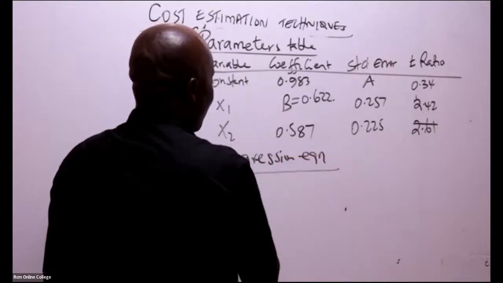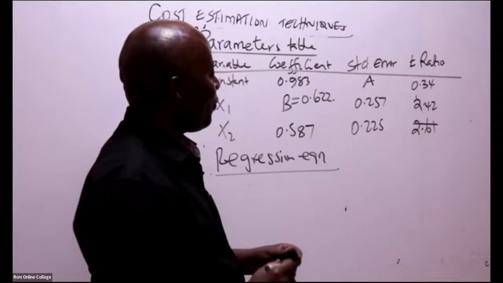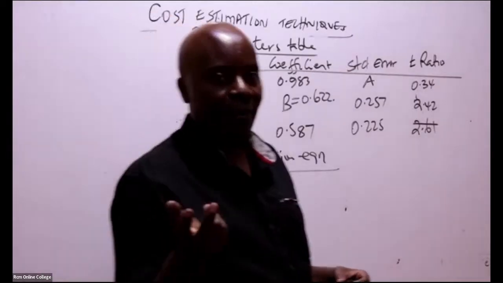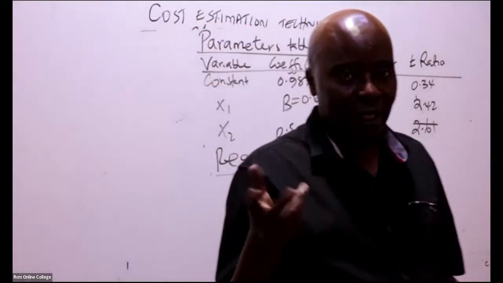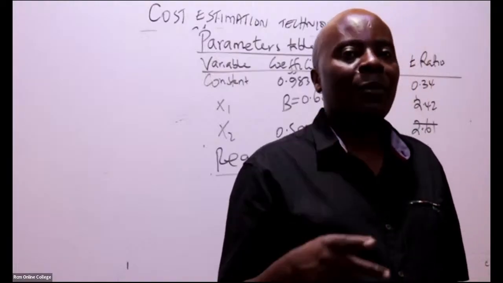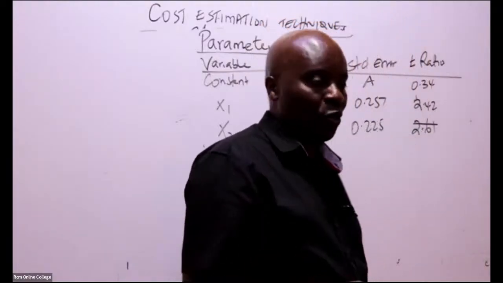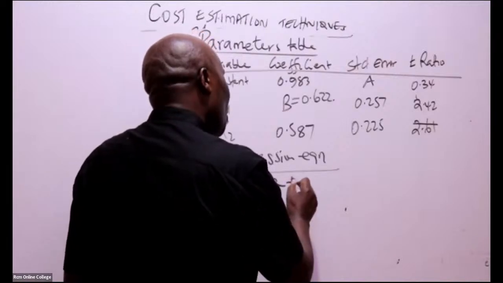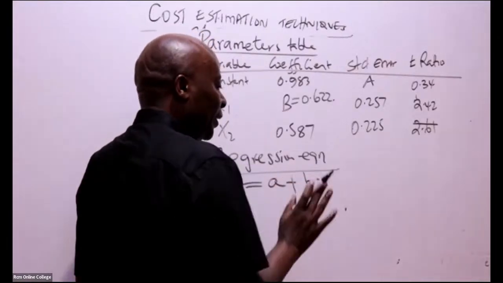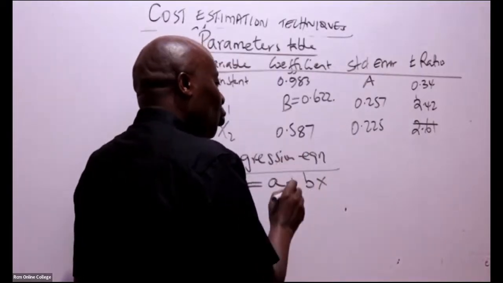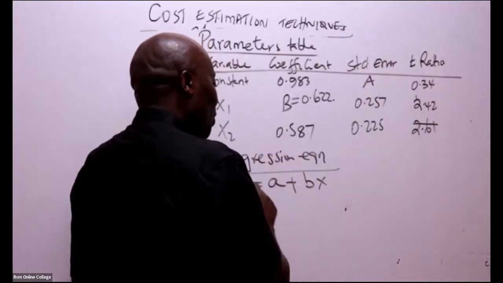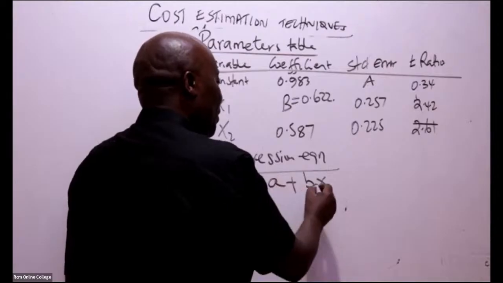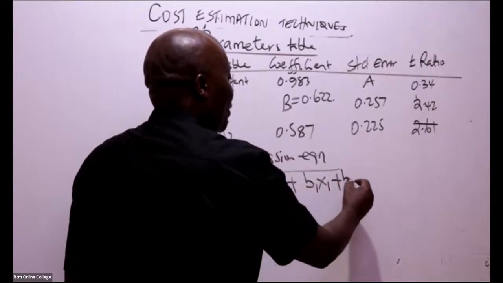Let me ask you a question. This question that we have here, how many predictor variables? Remember, predictor variables are X variables. How many do we have? 2 of them, X1 and X2. The general regression equation, the normal one, is Y equals A plus BX. But now we have 2 X values, so it will be Y equals A plus B1 X1 plus B2 X2.